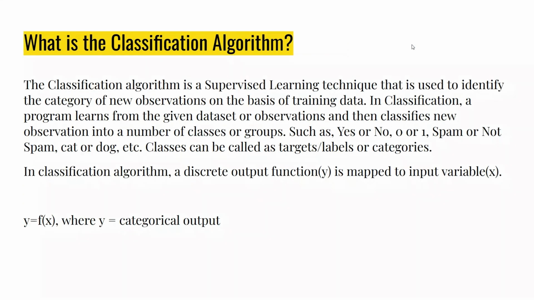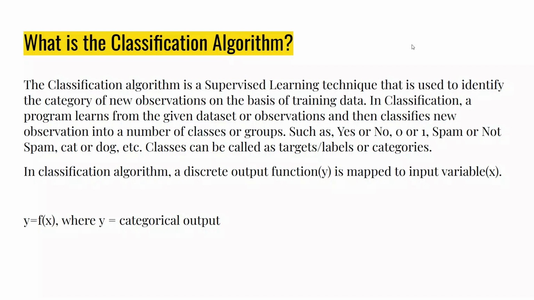The classification algorithm is a supervised learning technique that is used to identify the category of new observations based on the training data. In classification, a program learns from the given dataset or observations, then classifies the new observation into a number of classes or groups such as yes or no, 0 or 1, spam or not spam, cat or dog, etc. Classes can be called targets, labels, or categories.